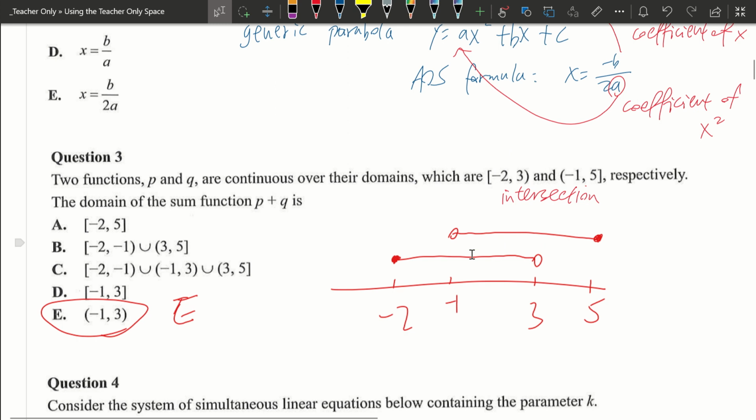The best way to do this is to do a number line, to do a visualization. So -2 to 3 is this, solid dot -2, 3 open dot, and then -1, 5, open dot on -1, and solid dot on 5. And the intersection is E, so E is the answer.